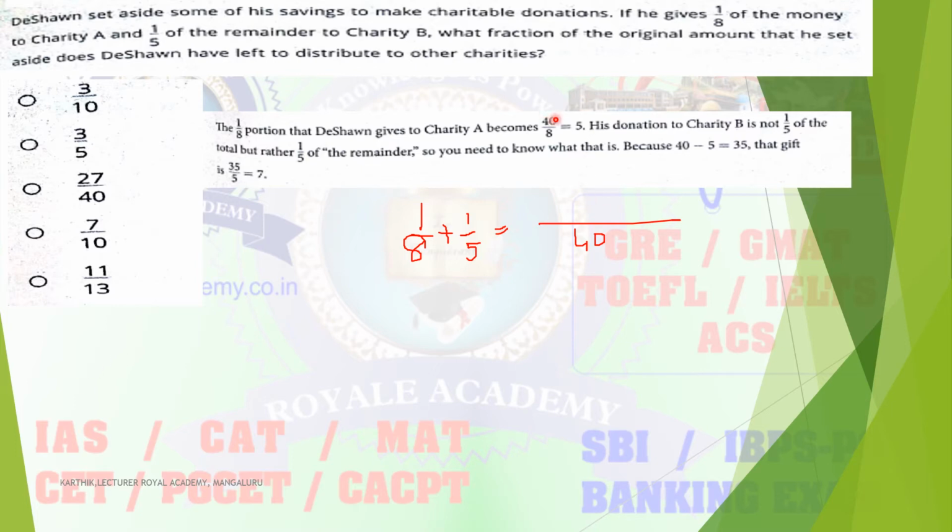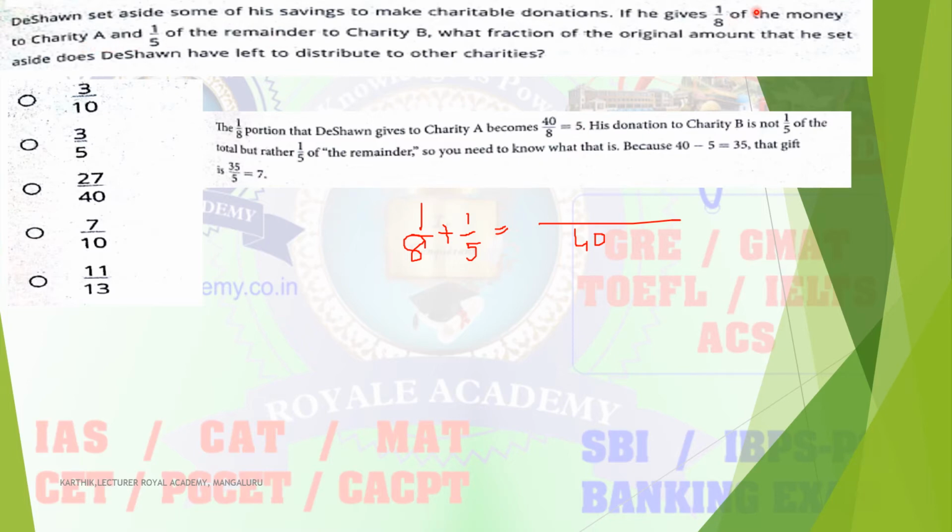That is 40 divided by 8, so you will get 5. He donated 5 of the money, 1/8, to charity A. His donation to charity B is not 1/5 of the whole, but 1/5 of the remainder. So how to find out the remainder? 5 rupees is already paid for charity A.